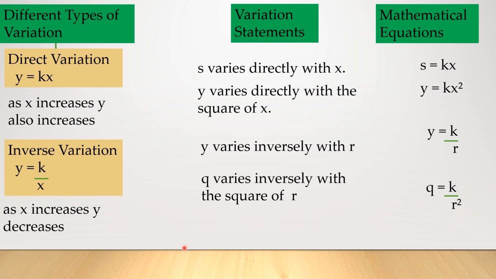Okay, as x increases in inverse variation, y decreases. So it's the opposite, it's vice versa. If x decreases, y increases. Take note of that. So if the given involves two variables, your choices are either direct variation or inverse variation. Now, the next step is to check the relationship of x and y. If x increases and y also increases, that is direct variation. If x increases and the other one decreases, that is inverse variation.